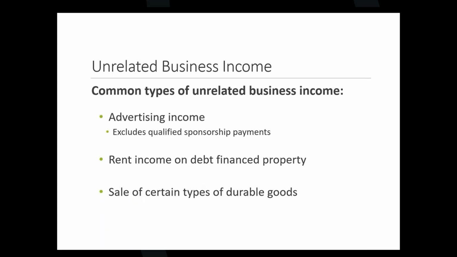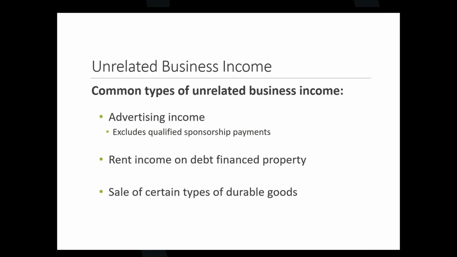Clicked too much. This comes up quite a bit. Some of you might not know bullet point 1 there, advertising income. Advertising income is always unrelated business income. There is no exception. So if you're doing advertising in your nonprofit, say a newsletter, where you're letting someone advertise various things, that is always unrelated business income and has to be calculated.